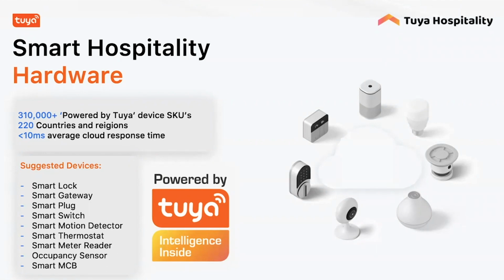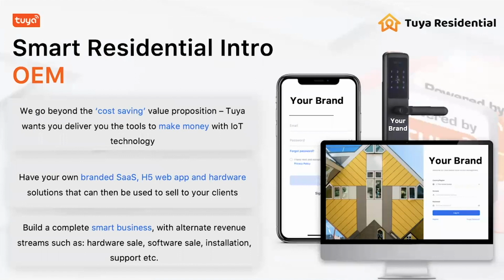For our smart hospitality solution, we do provide a suggested range of hardware, and our team will work with you on tailoring the best hardware solution for your business. Some of that suggested hardware may include things such as smart locks, gateways, plugs, switches, motion detectors, thermostats, meter readers, and IP cameras. Here, we have an underlying value of what we do here at Tuya, OEM.